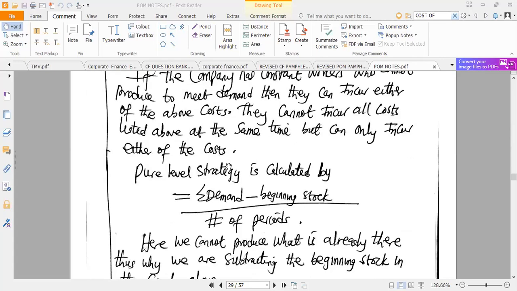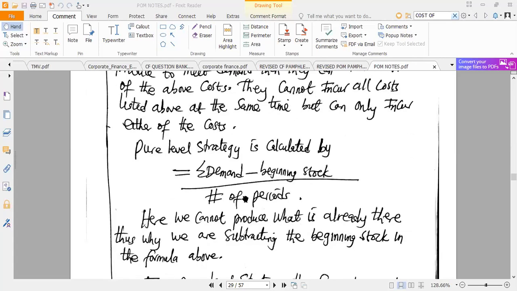Now we are getting down to how the pure level strategy is calculated: summation of demand minus the beginning stock, divided by the number of periods. So we're looking at the total demand for the year, minus the beginning stock, then you divide by the number of periods.